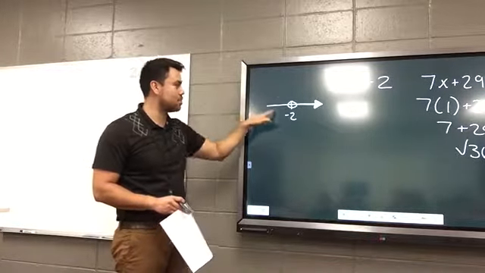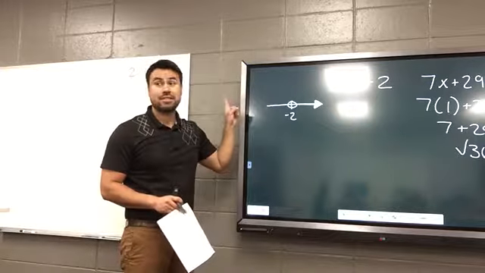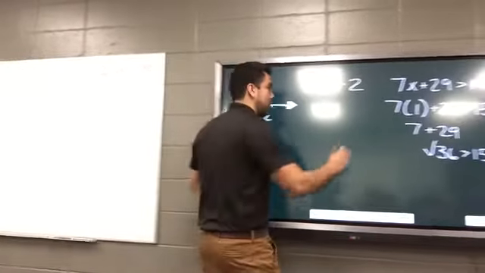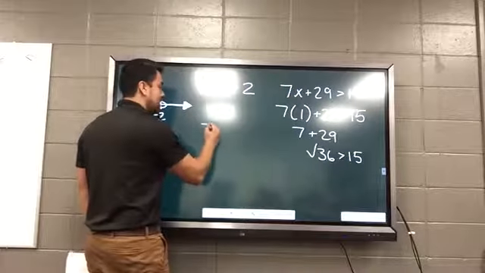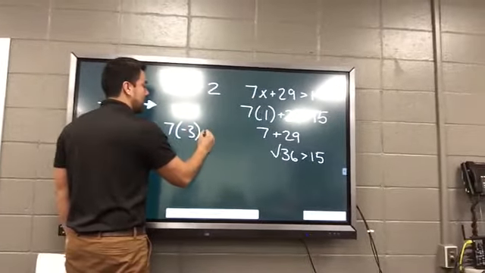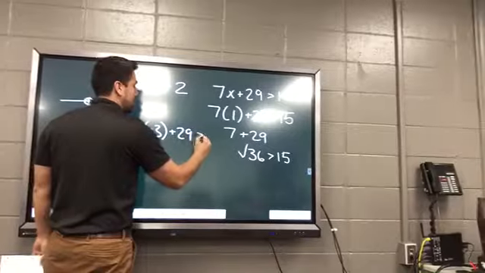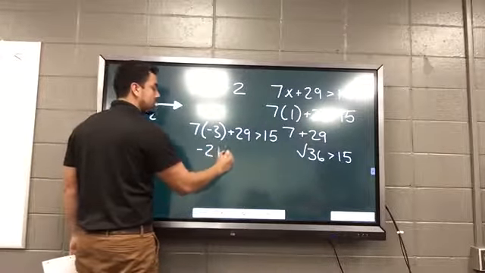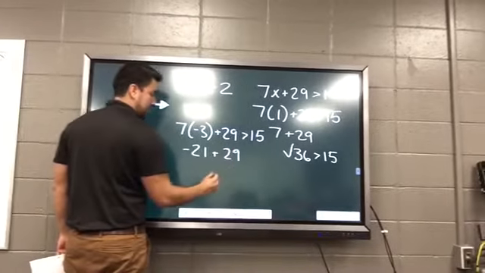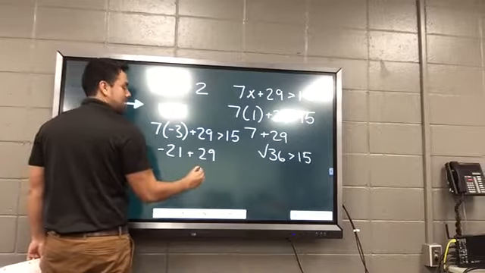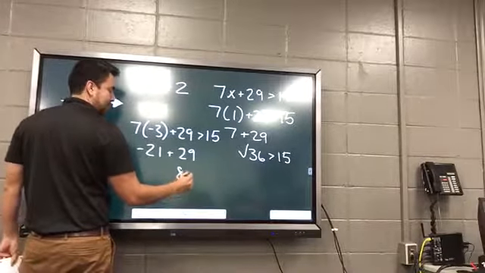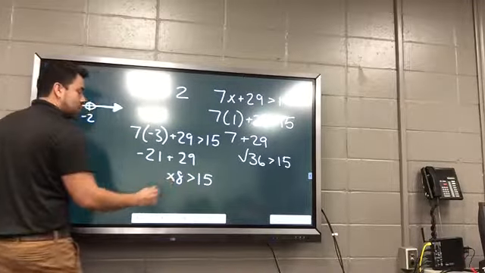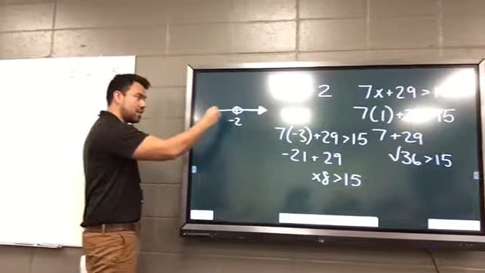So what's a simple number to the left? Negative 3. Okay, so I'm going to check that into this. 7 times negative 3 plus 29 is greater than 15. What's 7 times negative 3? Negative 21 plus 29? 8. Is 8 greater than 15? No. So do you see why I would not have shaded the left side?